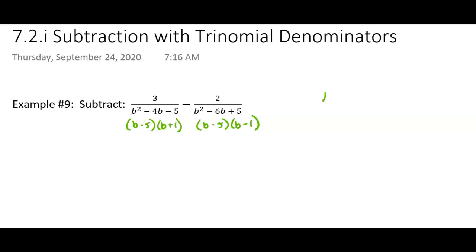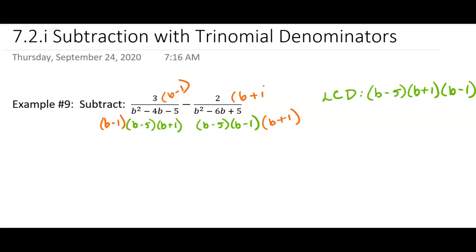Okay, so what will be in the LCD? In the LCD, we're going to need a b minus 5, a b plus 1, and then a b minus 1. We don't need another b minus 5. You see, if I just multiply by a b minus 1 here, and over here, if I multiply by a b plus 1, then I'll have those denominators the same. So you have to look at the binomials, but those three binomials are the same as those three binomials. They're just in a little bit different order.